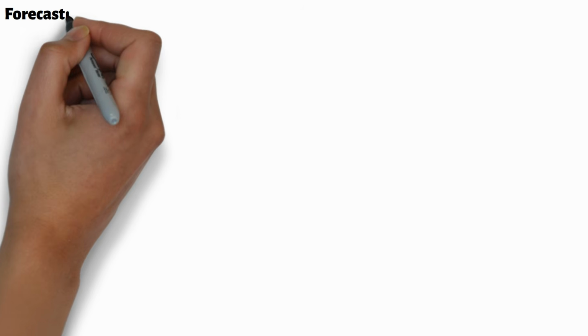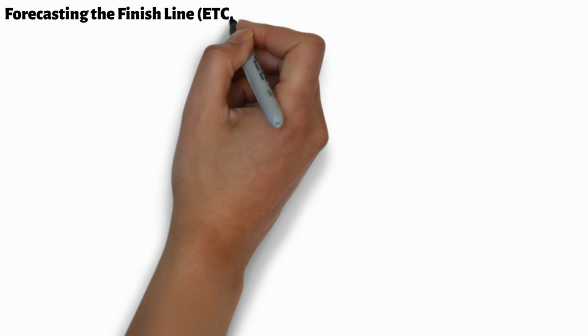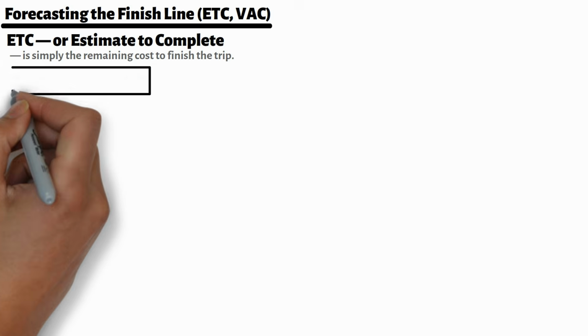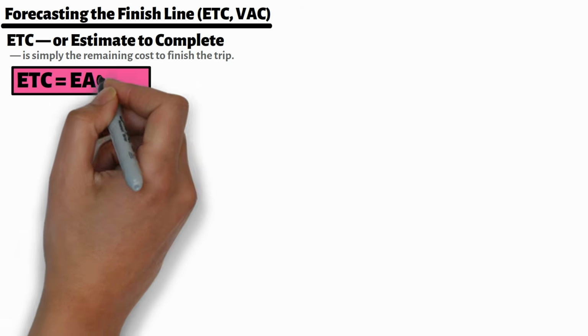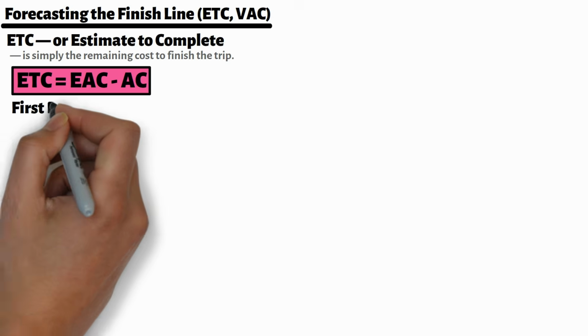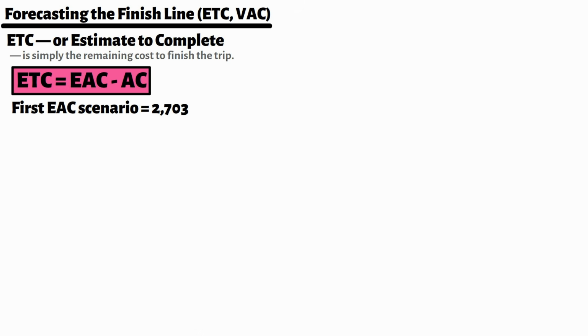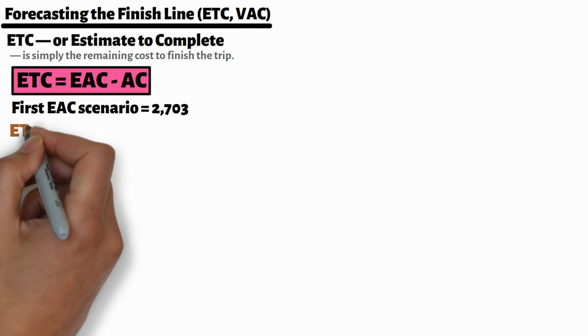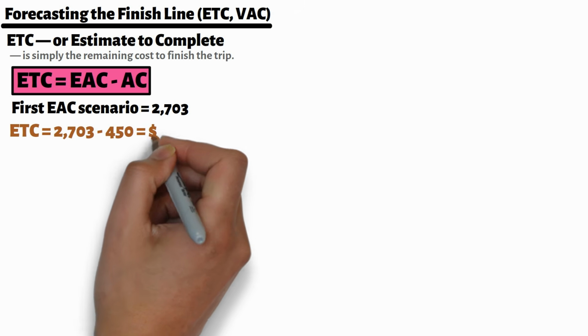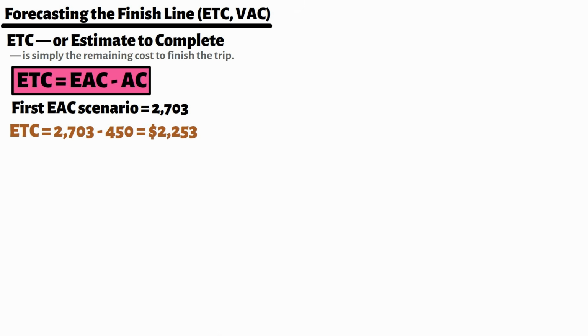Now that we've seen all 4 forecasting options, let's quickly calculate 2 more handy values that help us interpret the results. ETC, or estimate to complete, is simply the remaining cost to finish the trip. The formula for ETC is ETC equals EAC minus AC. For this calculation, we will use the result from our first EAC scenario, which equals 2,703. So, ETC equals 2,703 minus 450. The result is $2,253 left to spend for the rest of the trip.